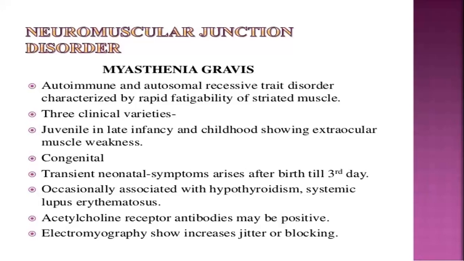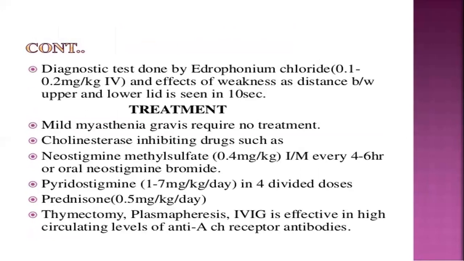What happens in this disorder? There are acetylcholine receptor antibodies and they might be positive. Electromyography shows increased jitter or blockage. Muscle will have intermittent neural activity. Diagnostic tests are done by edrophonium chloride 0.1 to 0.2 milligram, and the effect on weakness is assessed within 10 seconds. This is given as IV bolus.